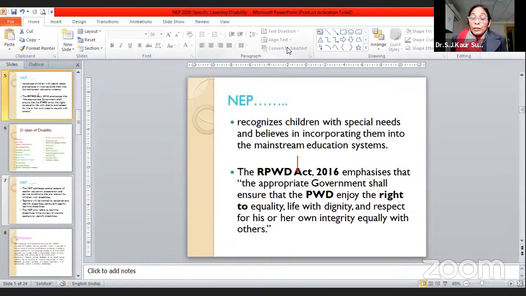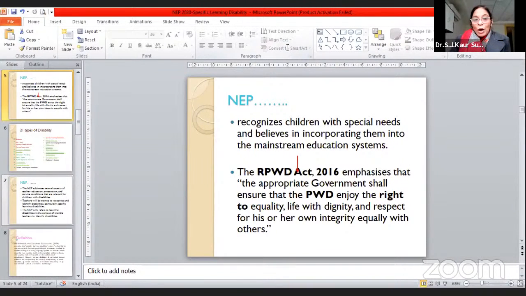Now, NEP has done a very, very important thing. It recognizes children with special needs and believes in incorporating them into the mainstream education system. Earlier, it was integration. In the 1986 policy, it was that mildly disabled children can be in the mainstream schools. Now, children with all levels of special needs should be in the mainstream education system.